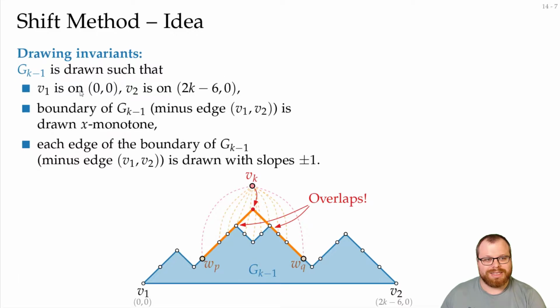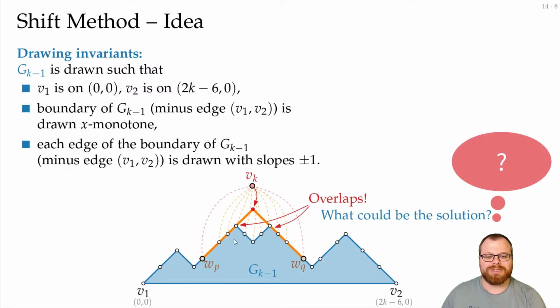But the good thing is, if we go from G_{k-1} to G_k, then because of this we get 2 more x coordinates, so we can still move things around. So what would be your solution for this case here?